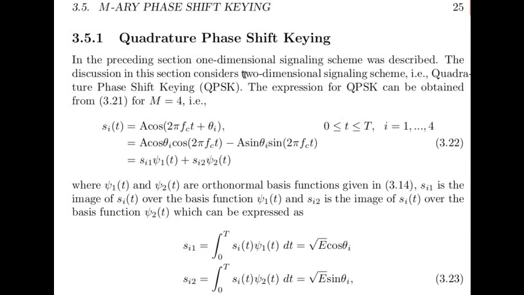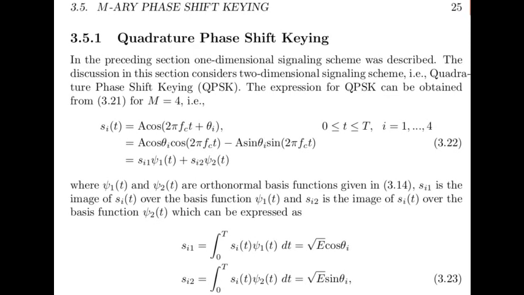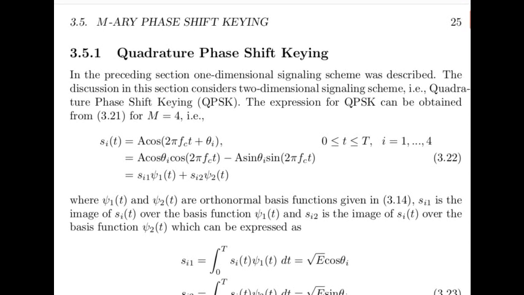So I would start the quadrature phase shift keying, which is our next topic. Let's concentrate on this one. As I mentioned earlier, we studied the one-dimensional signaling scheme, the binary phase shift keying. So the discussion in this section considers a two-dimensional signaling scheme, quadrature phase shift keying, as the name says, quadrature.